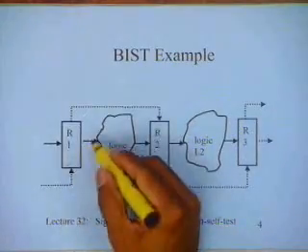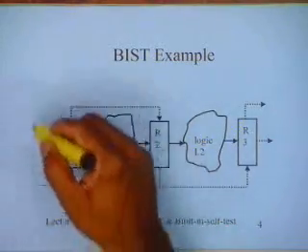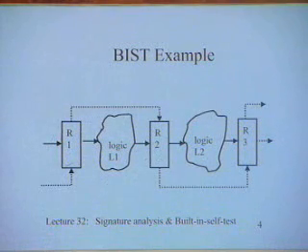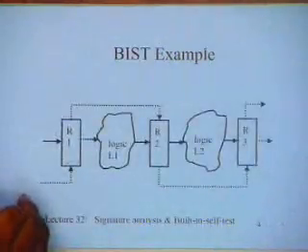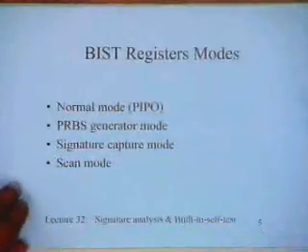So this is the same parallel output, but rather than taking a parallel input, it will go into the PRBS generator mode. It will take the sequence and generate the numbers randomly. Now the third mode is a signature capture mode.